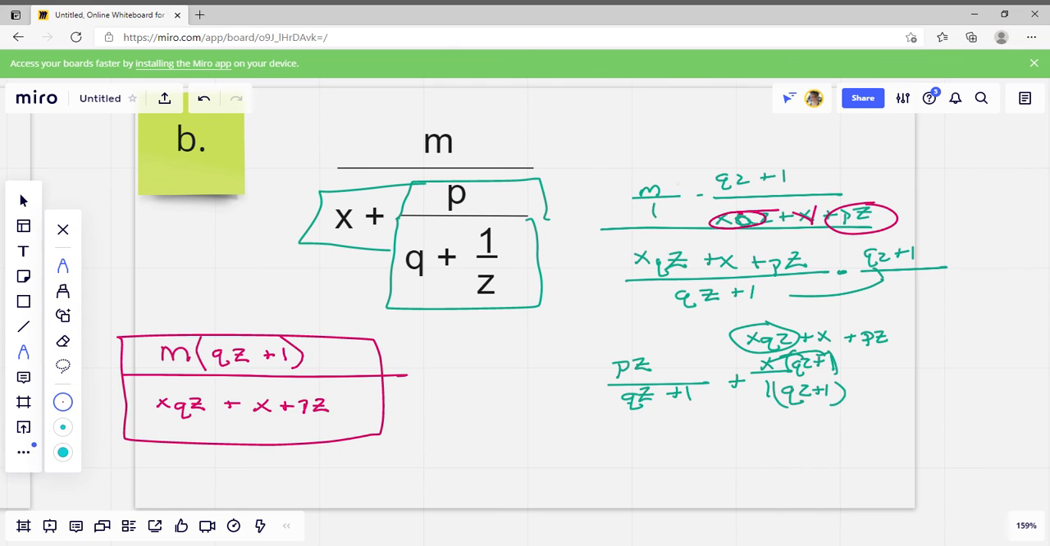Alright, so they look complicated, but they're not that hard. It's all about just taking it one piece at a time, because we've already done these. Alright, that's it for that lesson.